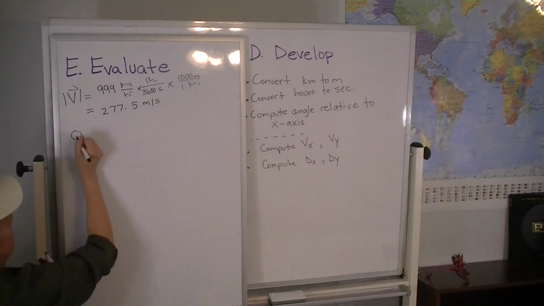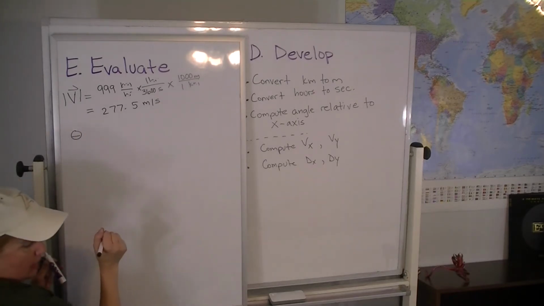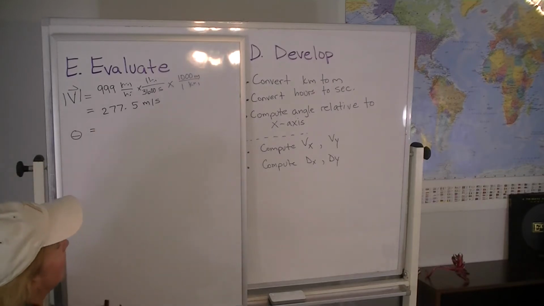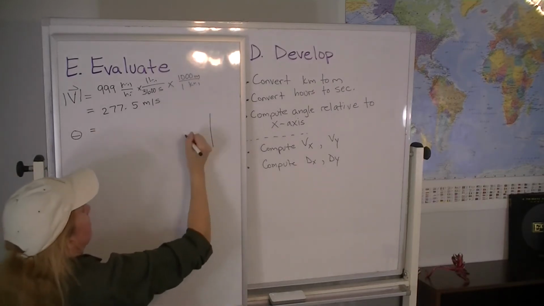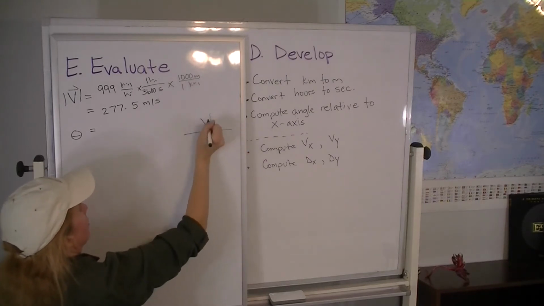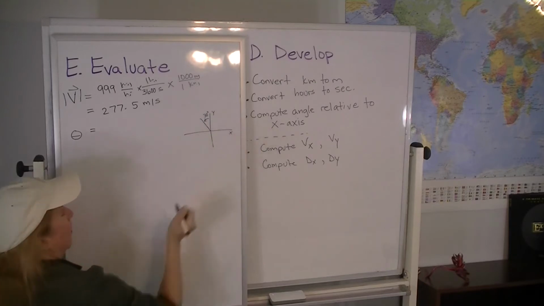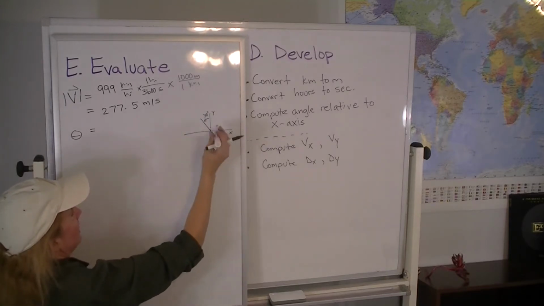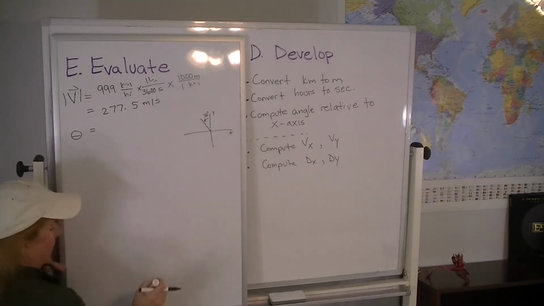Now, similarly, the angle is going to be expressed relative to the x-axis. And let's remind ourselves of our picture here. The angle was 30 degrees with respect to that y-axis. But we need it with respect to the x-axis, so we need to add this 90 degree angle. My purple pen doesn't want to work.